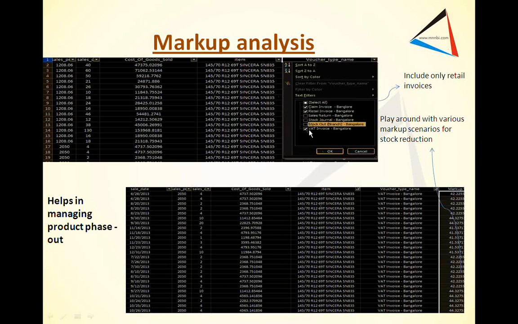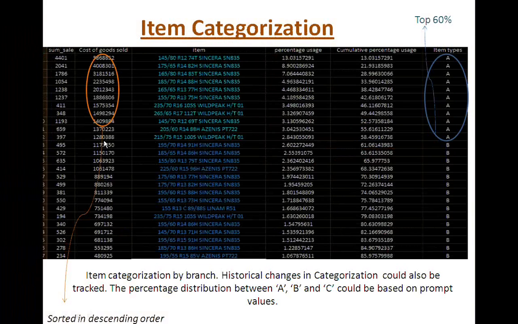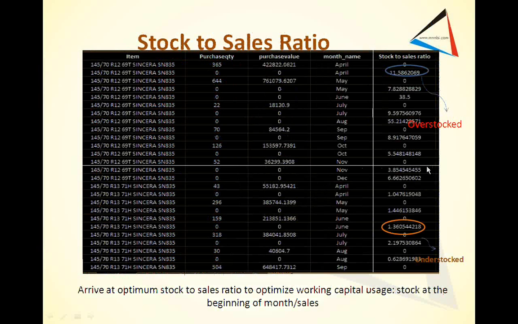We take only the retail invoices and we then get the markup margin, and we work with the markup margin on scenarios involved in product phase out. Then we sort the cost of goods sold in descending order, and depending upon the prompt values and on the branch, we can get the top 60%. That's the A, then the B, and the remaining ones are the C. We can also track the historical changes in categorization based on the prompt values.